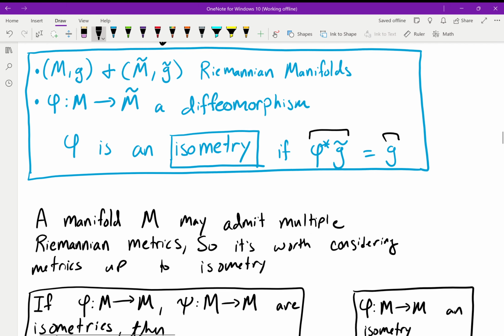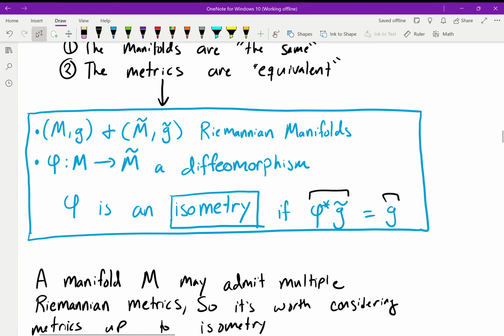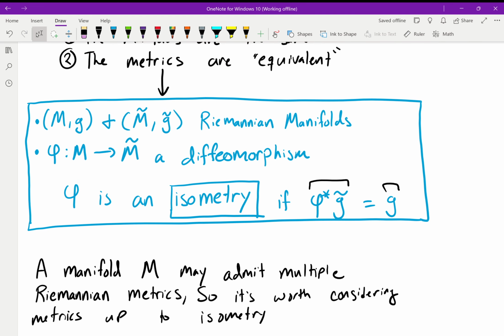That seems like a fair and intuitive definition. And as I mentioned earlier in response to Keigo's question, a Riemannian manifold may admit multiple metrics, and so it's worth considering which of these are the same up to isometry. Or I mean, if we have different classes of these to begin with.